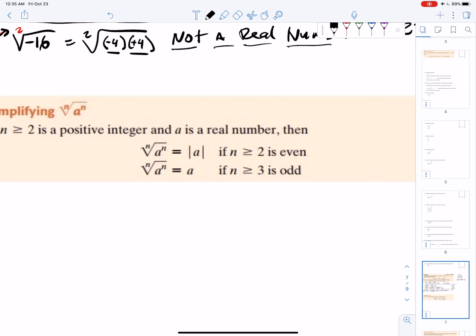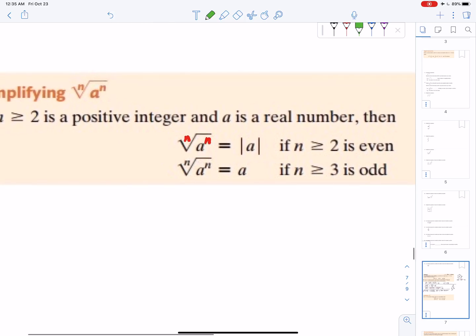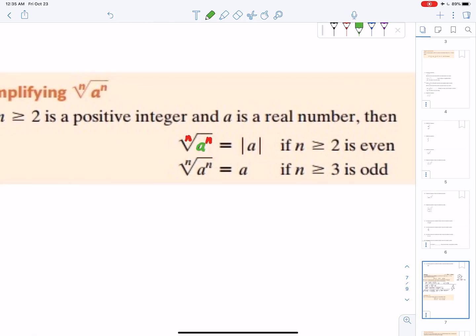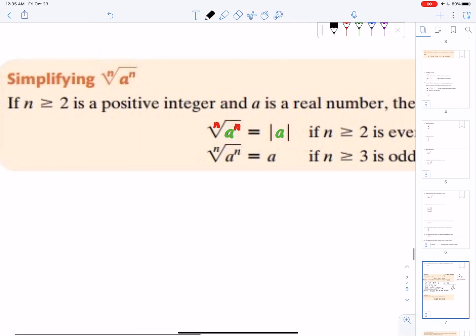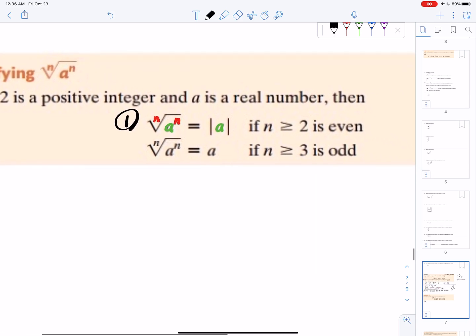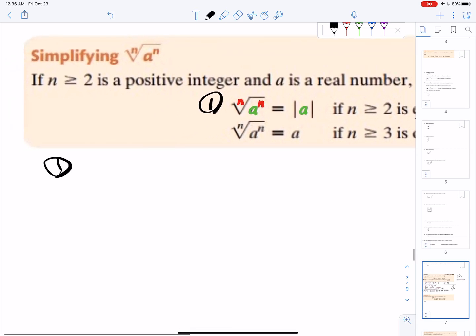so remember how I was saying when the power matches the root index, out comes what? Out comes a. Out comes that base. Why do we have to put an absolute value here? Well, right now we're taking a look at this case. Go back to, let's call this case number 1. Let's use case number 1. Case number 1 is when the nth root is even. Okay, so let's take an even value.